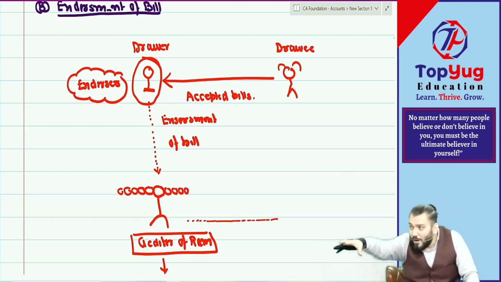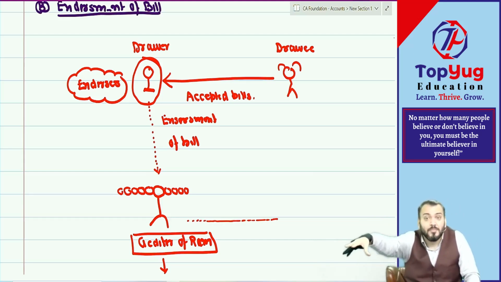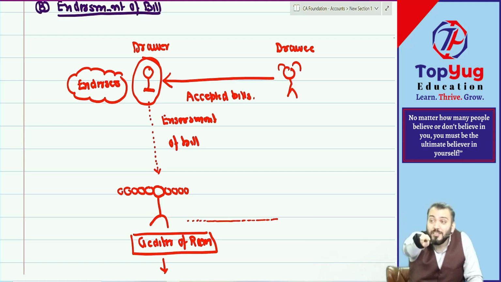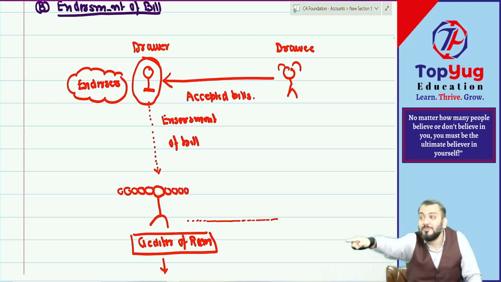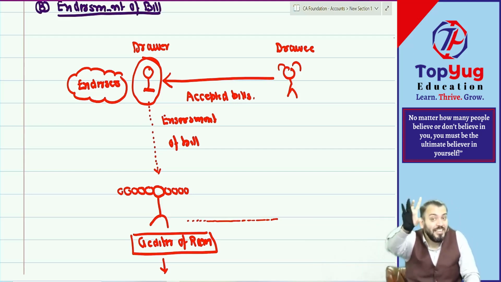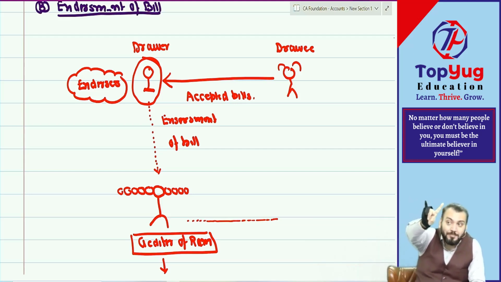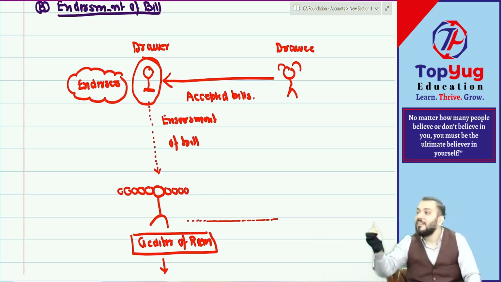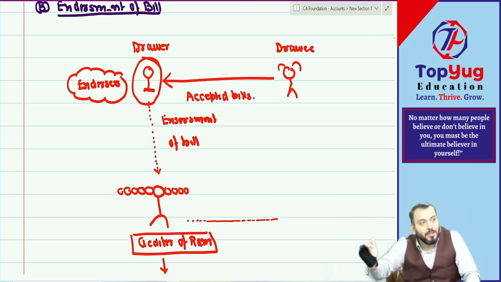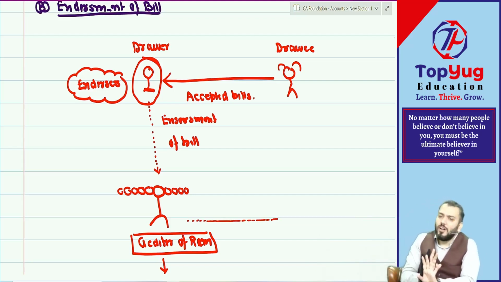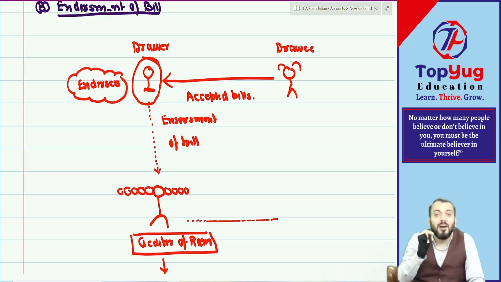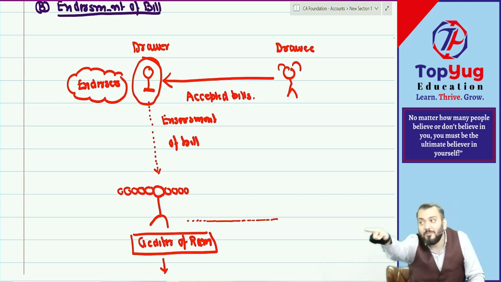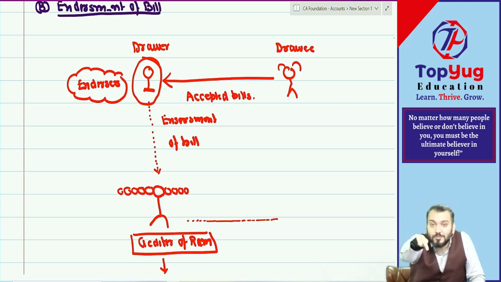Means, on dishonor of bill, in the books of Ram, some amount is payable to whom? Ravan. And that amount is receivable from whom? Sita. Are you getting what I am saying? Sita dishonors the bill and Ravan has not got anything. But Ravan will demand from whom? And Ram will demand from whom? Sita. So in the books of Ram, what will be done?